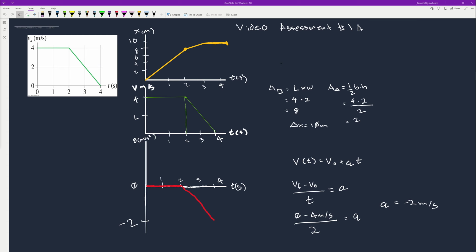And then we can look at the next portion of the velocity graph, which is a triangle. And so we'll be doing 1/2 times base times the height. That is 4 times 2 divided by 2, and we get that it is 2. So within the next 2 seconds, we only travel 2 meters on our graph. And when we add it up, we get a total change of 10 meters in position.